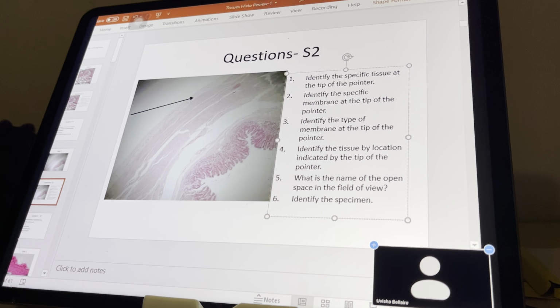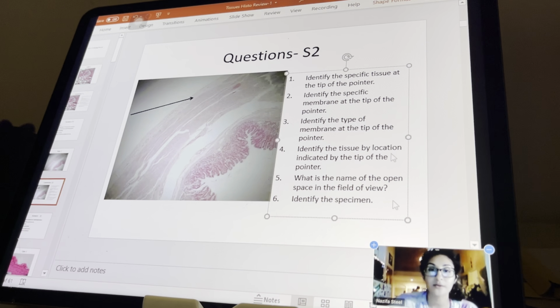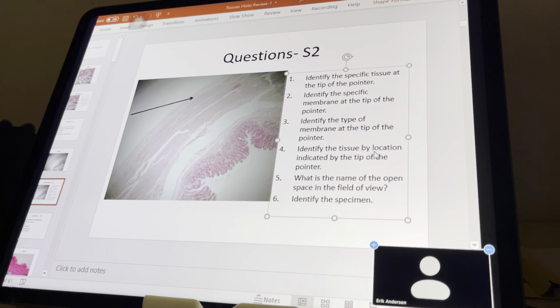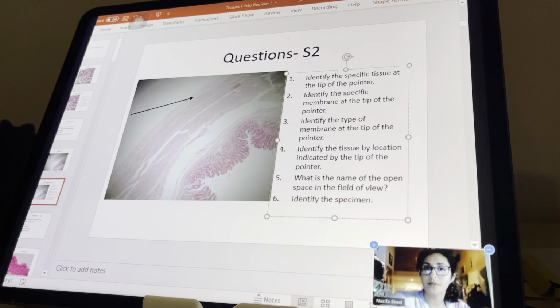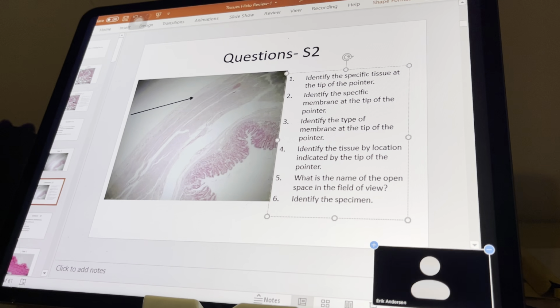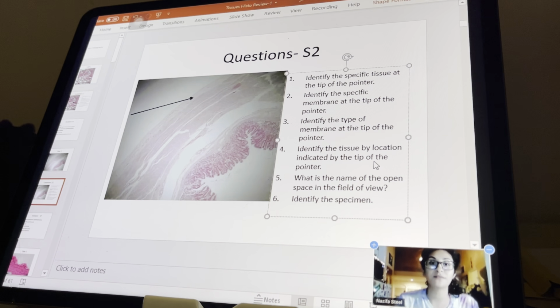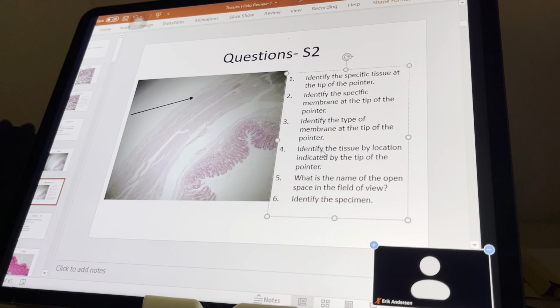Is that mesothelium? Yes, exactly. And your key words are tissue by location. Anytime you have serous membrane, and it's saying what's the tissue by location, mesothelium. Unless it's a blood vessel, then that's the endothelium. But it's not going to be a blood vessel because that's different. We're not going to see that. Exactly, because we're talking about epithelial tissue. A blood vessel would be connective. Exactly.